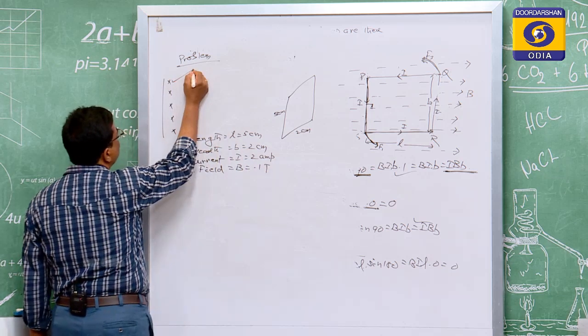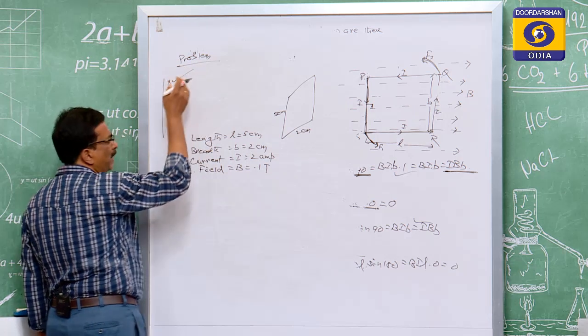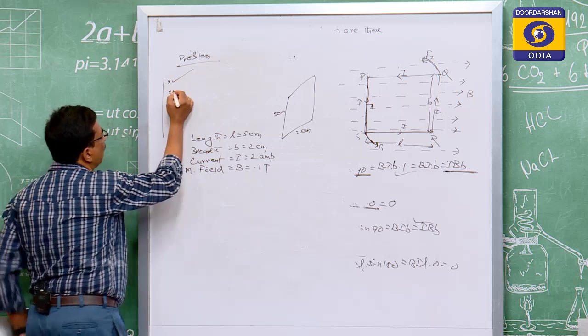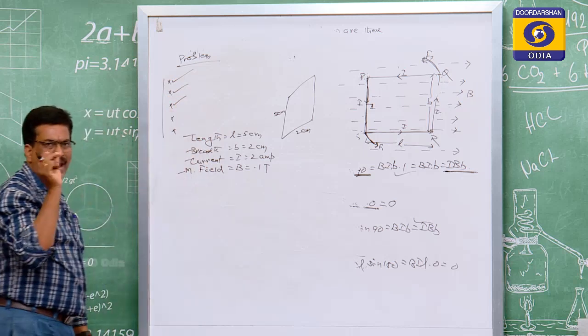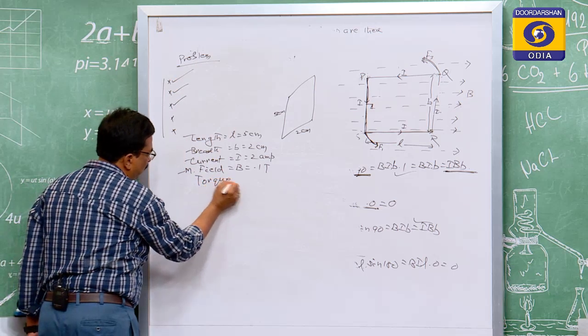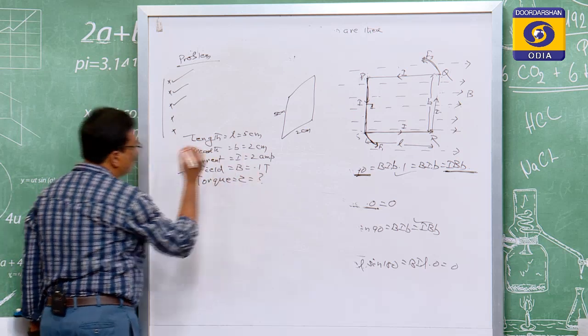So, the first step is to go through the question. The question is in front of you. You go through it by pausing once or twice or thrice. The second step is to write the data. These are the data. The third step is what is being asked. The question asks to find the torque. So, torque is tau, that is the question mark.